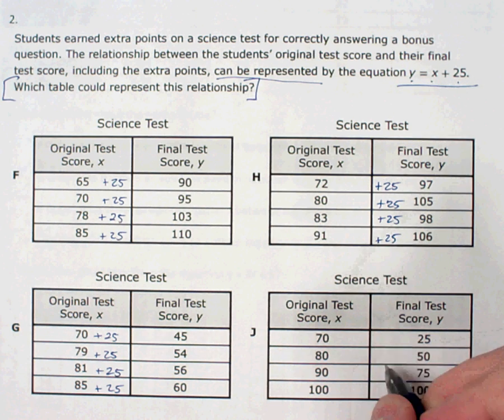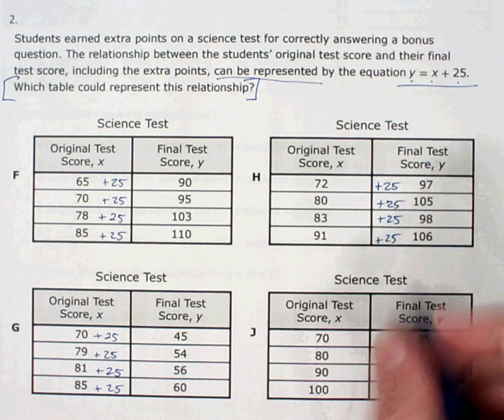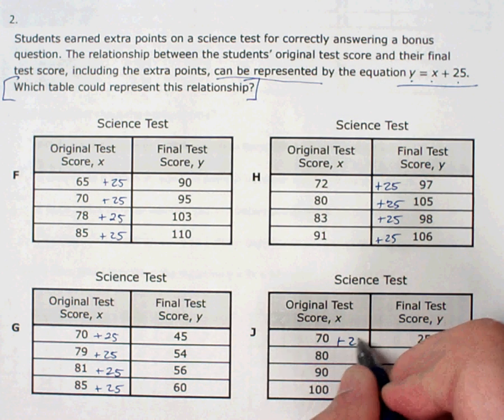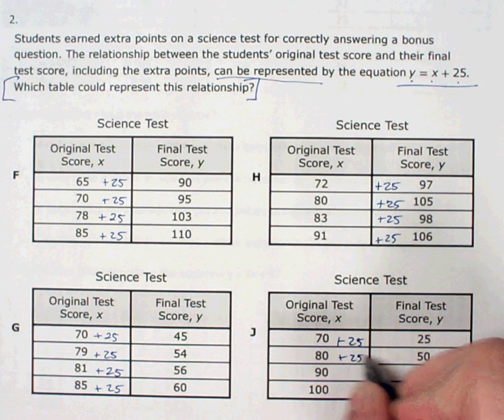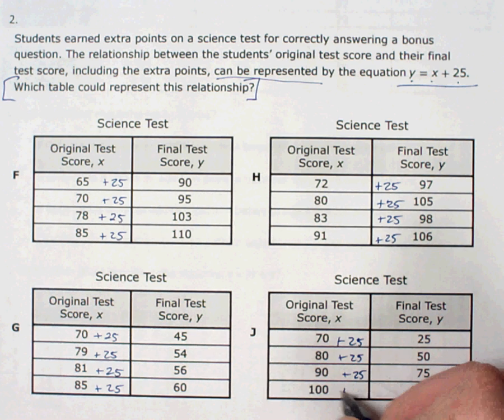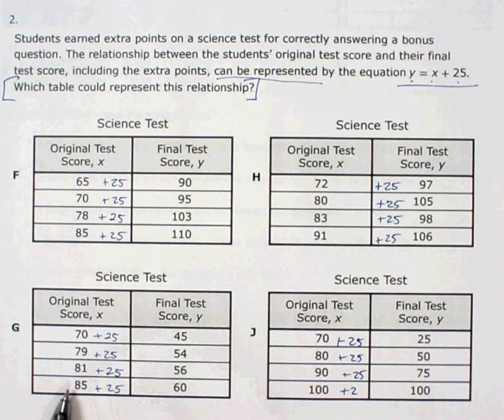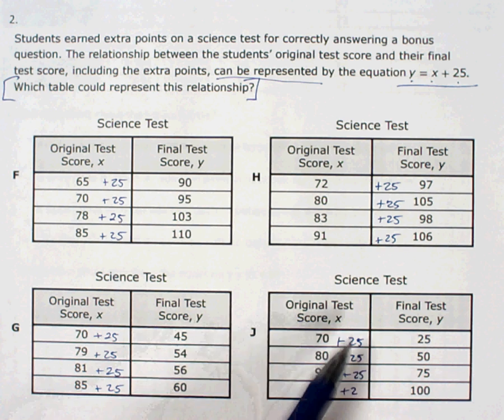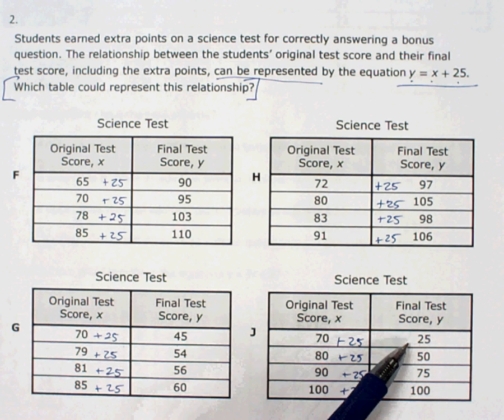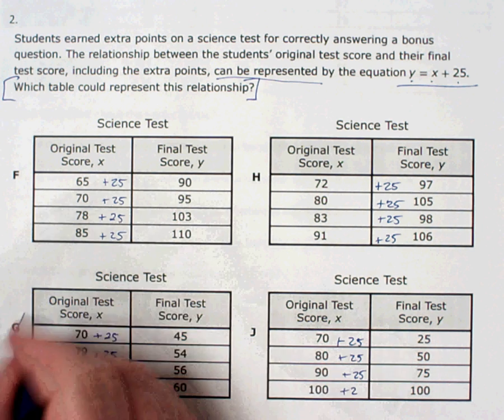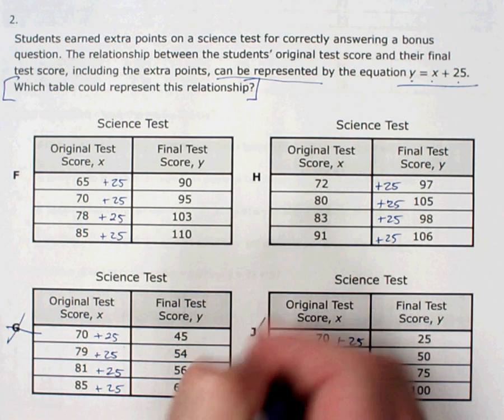Now sometimes, you know what, I really should have put that over here, but that's okay. Sometimes it's obvious to eliminate an answer choice. For example, if we look at G and J, if I add anything to 70, it's certainly not going to be a number less than 70. And the same thing over here. If I add anything to 70, it's not going to be less than 70. So I can eliminate those two.